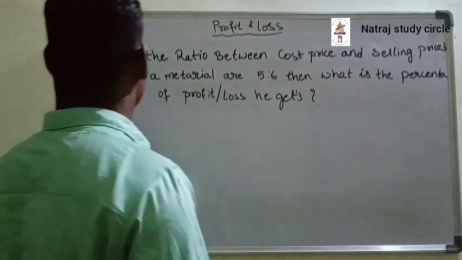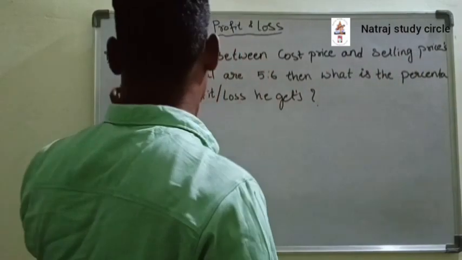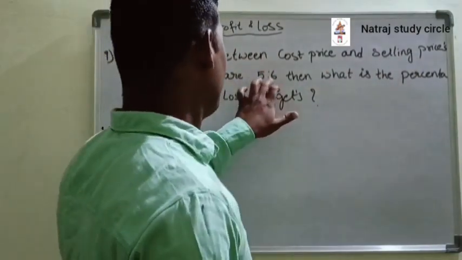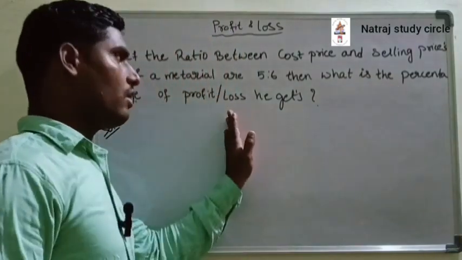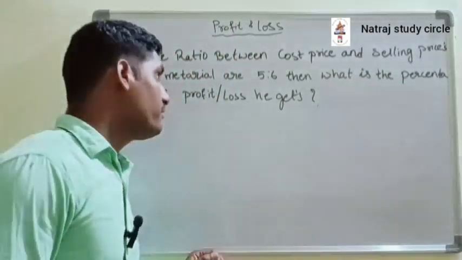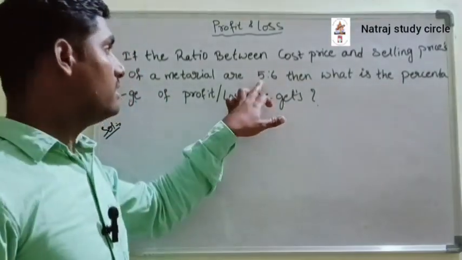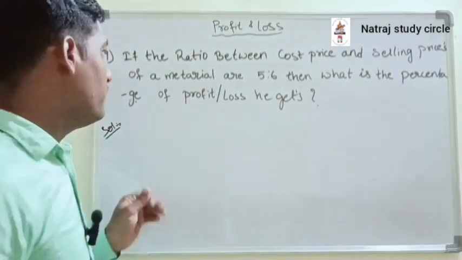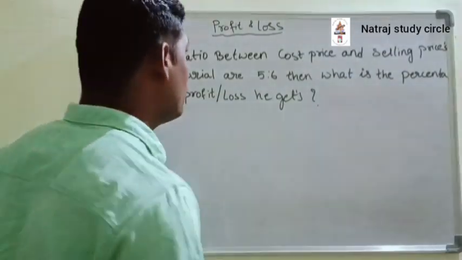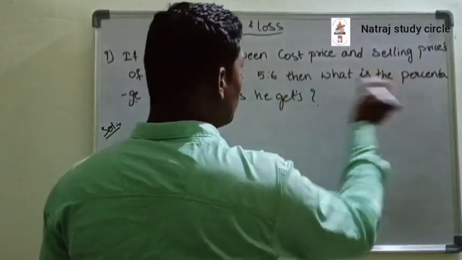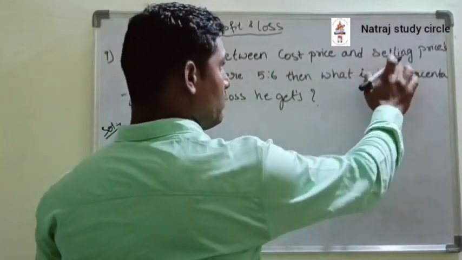What is the ninth question? If the ratio between the cost price and selling price of a material is 5:6, then what is the percentage of profit or loss he gets? Now this is a different model, where he has given a question in the form of ratios. So here we have to take the ratios into percentage. What has been asked here is the percentage of profit or loss when he sold something.